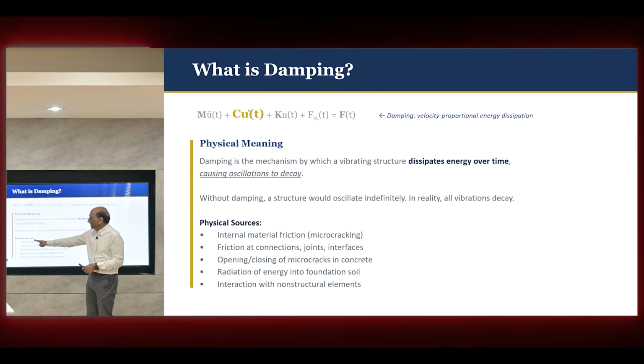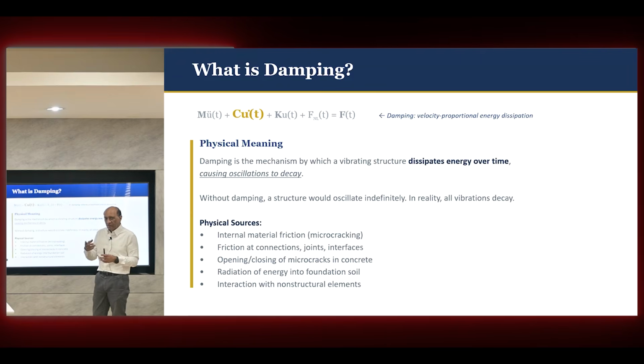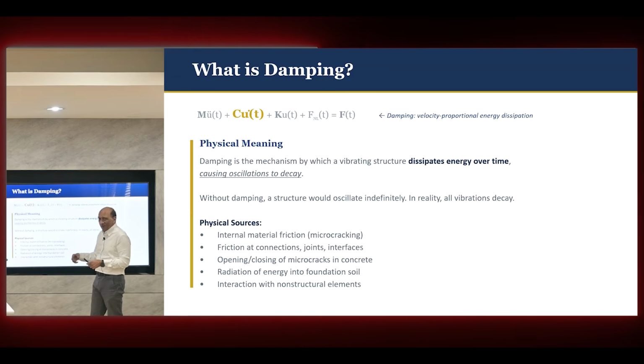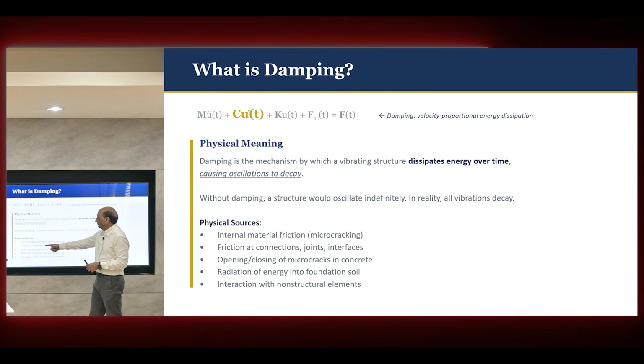So physical sources: internal material friction, as I mentioned to you, this is micro cracking inside the body where you can't even see it. Friction, connections, joints, interface.